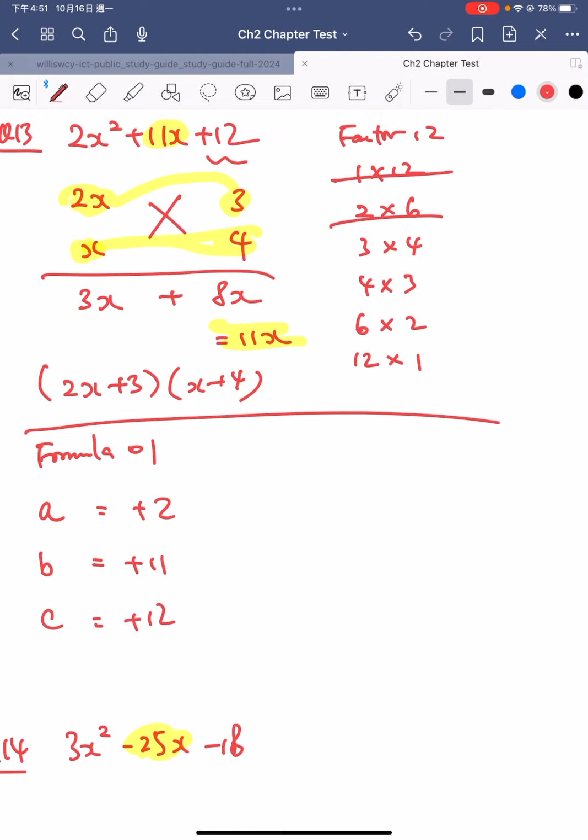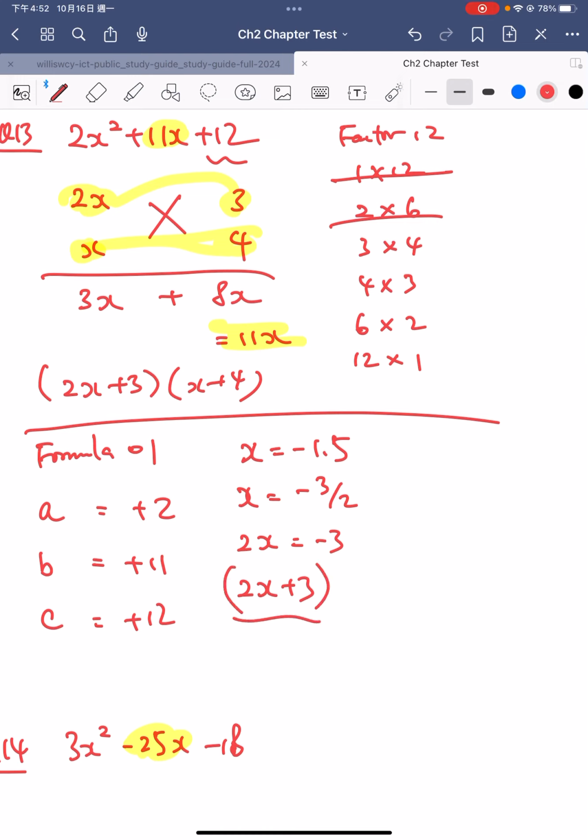So after you get all of the ABCs, use the calculator to press the formula 0, 1, then A is going to be 2, B is going to be 11, C is going to be 12. So you press it, you can get the first answer, x equal to negative 1.5. Then you can press change to fraction. Then we have x is equal to negative 3 over 2. So now we want to change this 2 to this side. So now we have 2x is equal to negative 3. And we don't want the negative 3 on the right hand side. We move it to the left hand side. It changes to plus. So we have 2x plus 3 as the first factor.